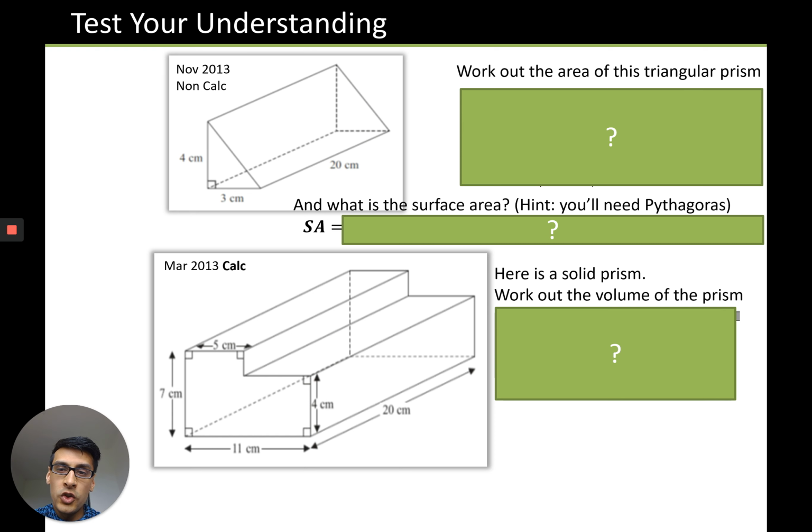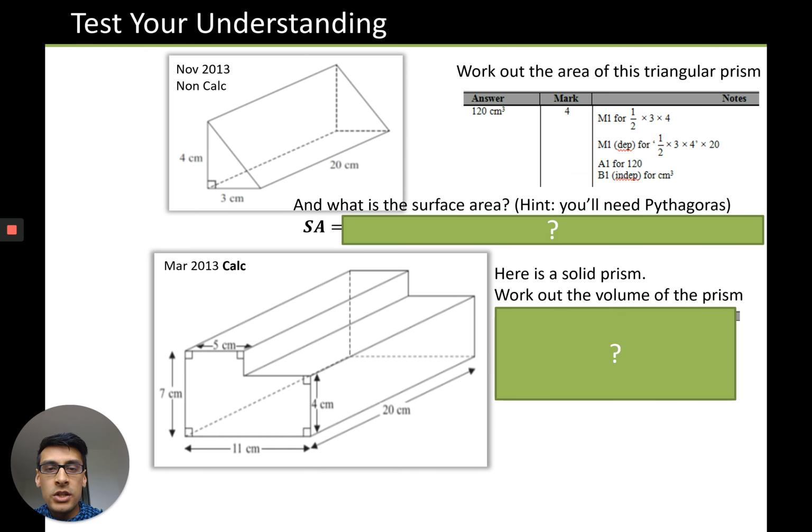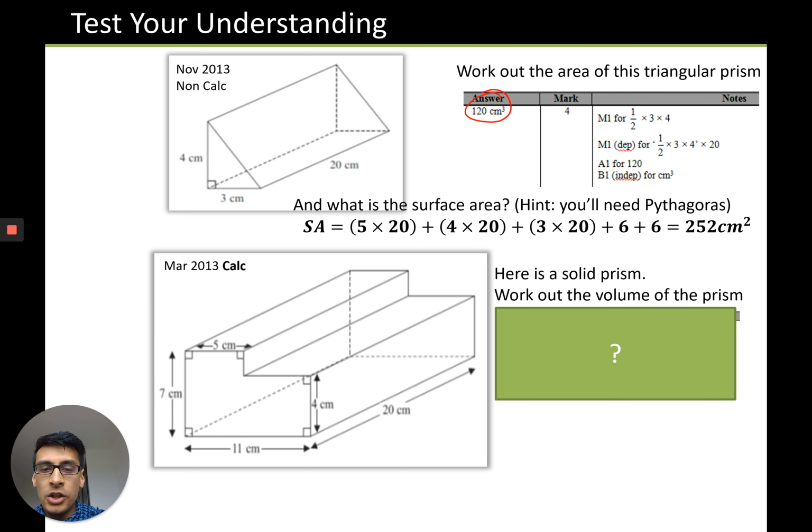Okay, so now I'm going to go through the answers. For question 1, you should have got 120. Now, in case you were stuck, hopefully you weren't stuck with this one, but if you need to find that length, you use Pythagoras and then you work out all the sides, add them up. And in the surface area, you're going to add up these sides as such, and you get 252 centimeters squared.